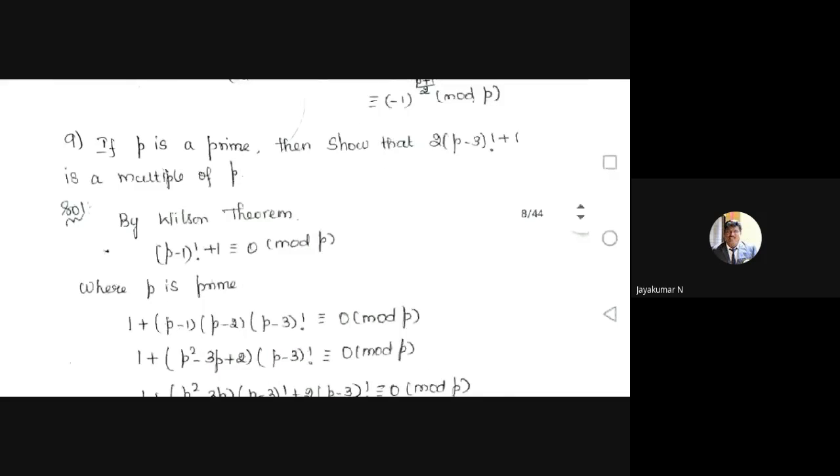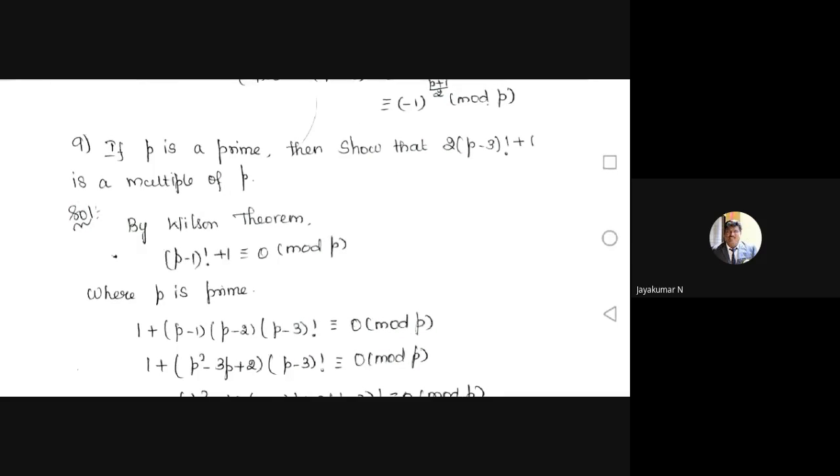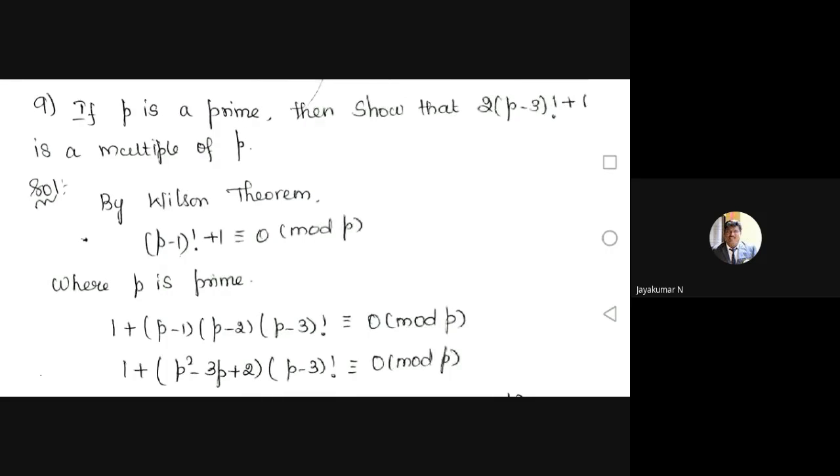If p is a prime, then show that 2 times (p minus 3) factorial plus 1 is a multiple of p. Okay. So this result can also be proved by using Wilson's theorem. The statement of Wilson's theorem: (p minus 1) factorial is congruent to minus 1 mod p. Okay. The right hand side has a minus 1, which moves to the left hand side. So (p minus 1) factorial plus 1 is congruent to 0 mod p. Okay, the theorem is rearranged.